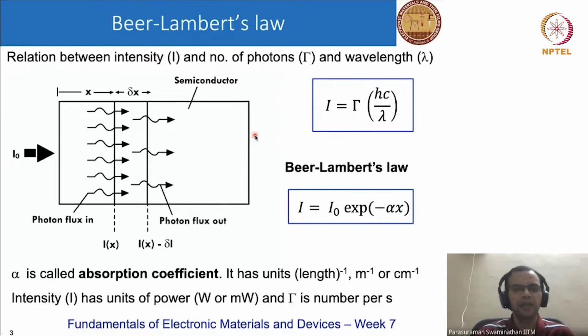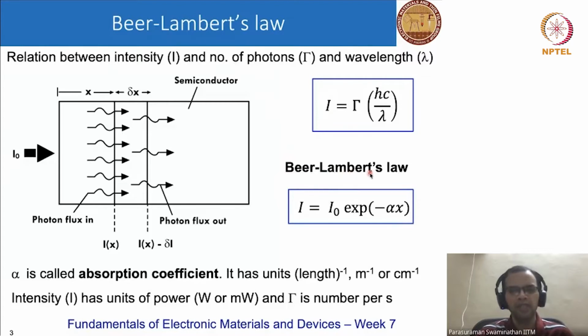We can try to write an expression linking the intensity of light passing through a semiconductor of a certain thickness. So intensity is related to how many photons are impinging on the semiconductor multiplied by the energy. So if lambda is the wavelength, hc by lambda is the energy of a photon. When I multiply the energy of a photon with the number of photons, I get the total intensity of light that is falling on the material, and this is usually expressed as joules per second per meter square, or usually watt per meter square.